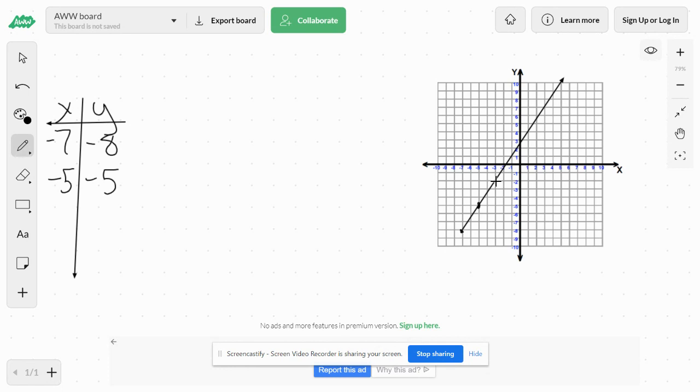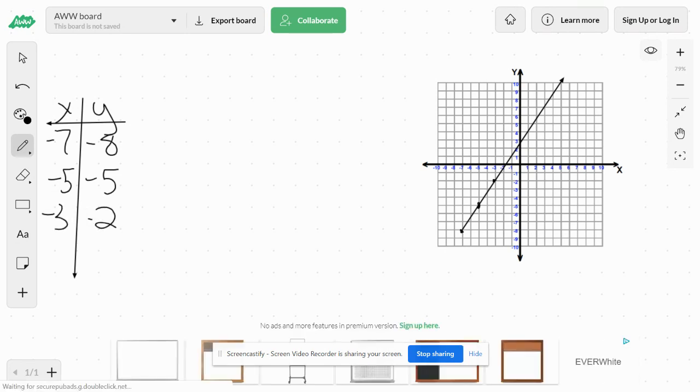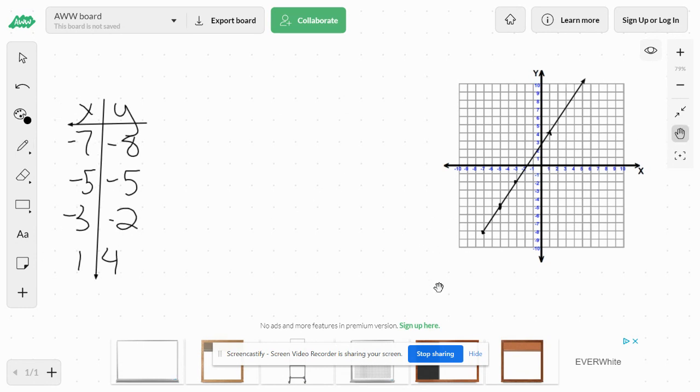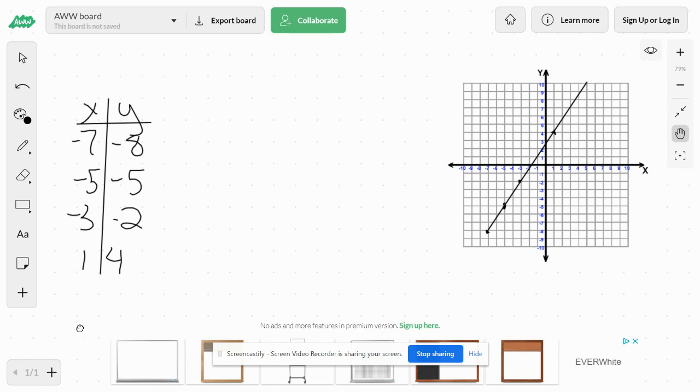I have another point here, it looks like. That is -3, -2. Looks like I have 1, 4. And I can keep going, but that looks like enough points to me. So when I go ahead, I can look for my slope using this table now. I don't have my y-intercept, but I have a bunch of points, so I should be able to find slope.